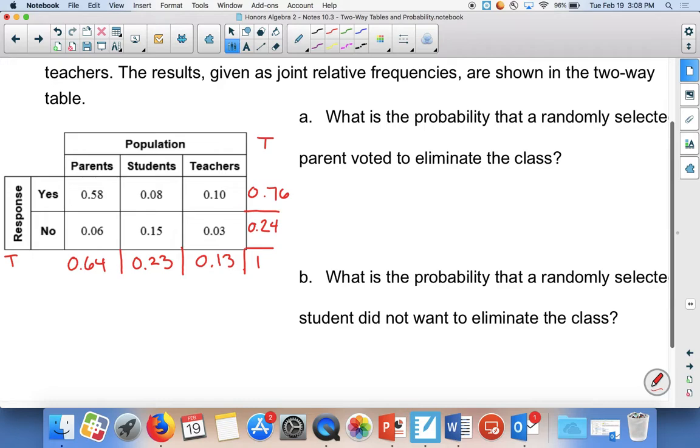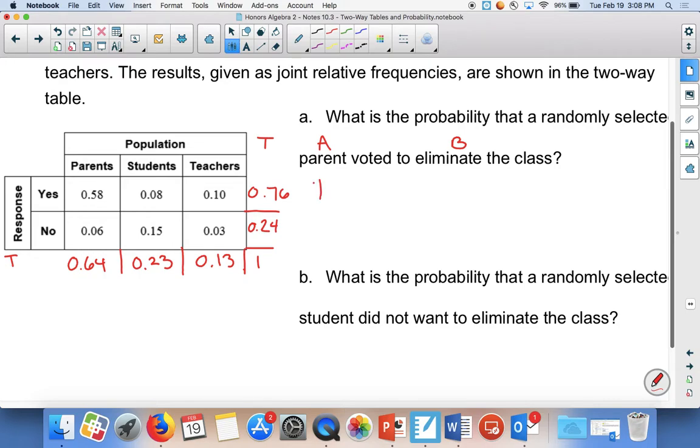So what's the probability that a randomly selected parent voted to eliminate the class? Okay, remember one thing from yesterday, from independent and dependent events and conditional probability. If you see the words given that, it's pretty obvious what your A is and what your B is, what your first event and what your second event. Here, there's no given that. So it goes in order. So this is our A, this is our B. Okay?